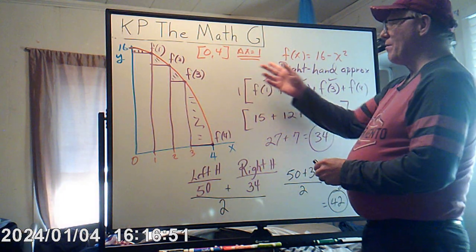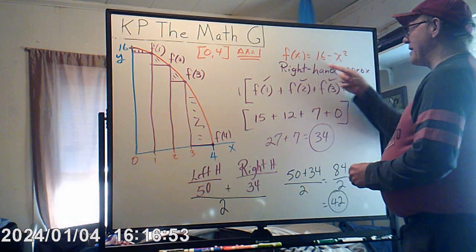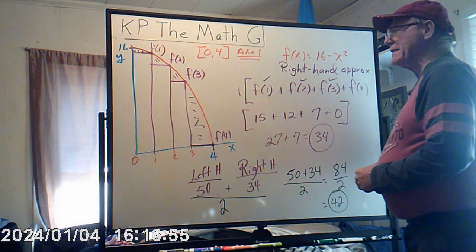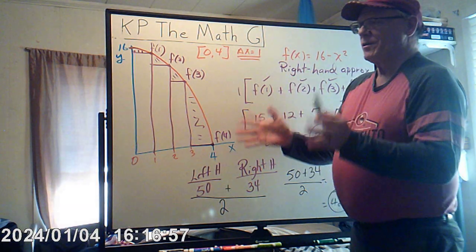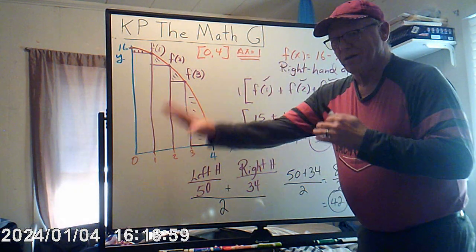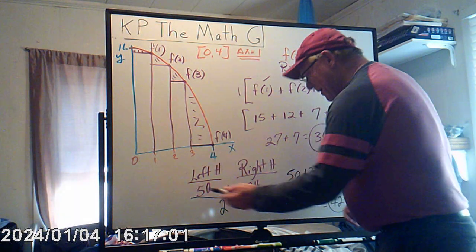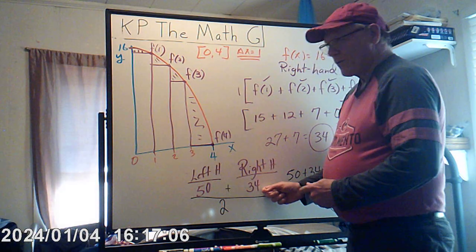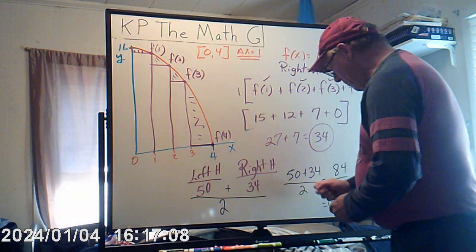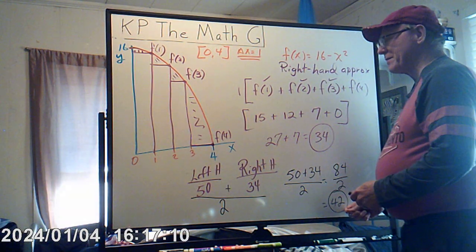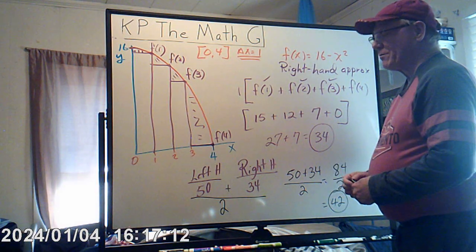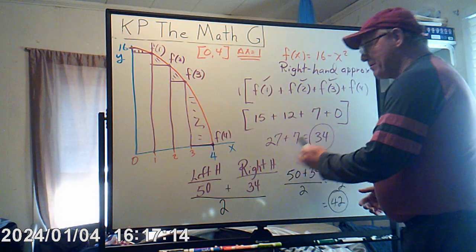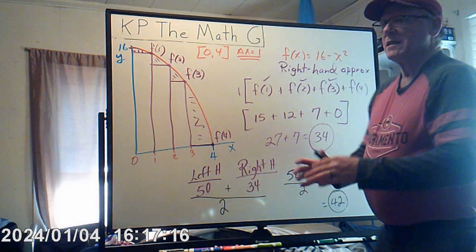We're going to keep on with f of x equals 16 minus x squared throughout. So really we did 2 approximations. One, the left side rule, which gave us 50. The right side rule gives us less than that, which is 34. We took an average and got 42. That's basically what you want to do, is get an average of the left side and the right side.